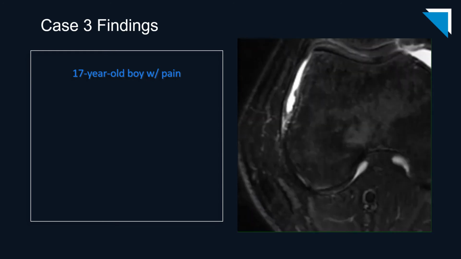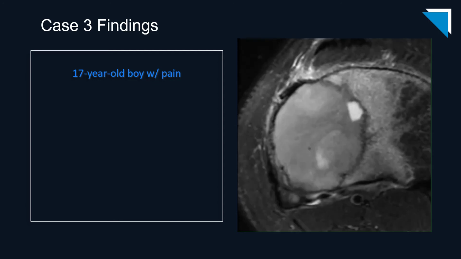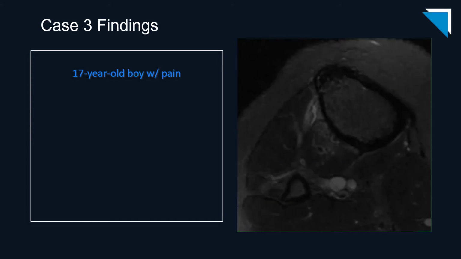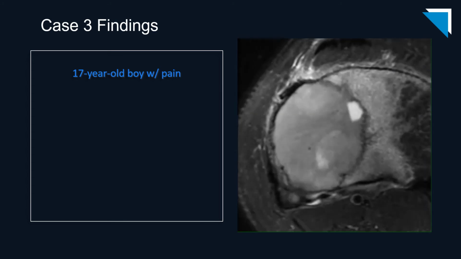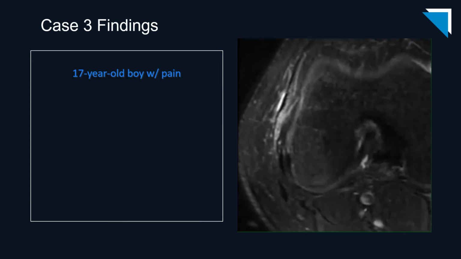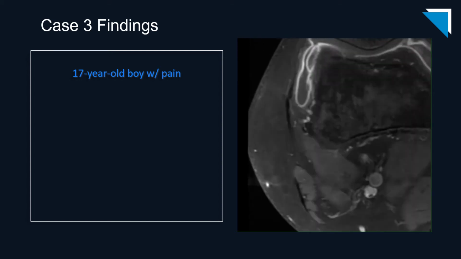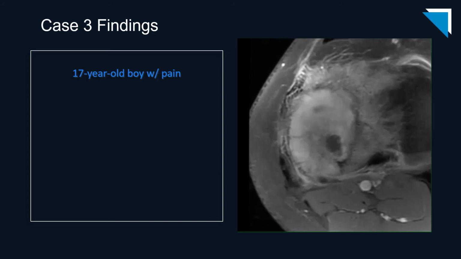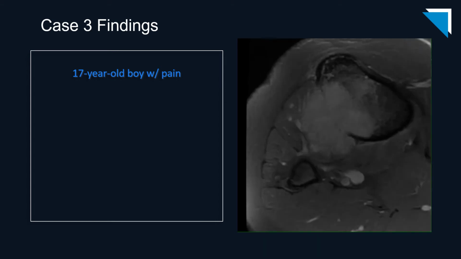On the axial fluid sensitive sequences, we can see a joint effusion and a large mass in the lateral tibial plateau with associated bone marrow edema. We were fortunate enough to have post-contrast sequences for this exam. Note the brisk intralesional and perilesional enhancement.